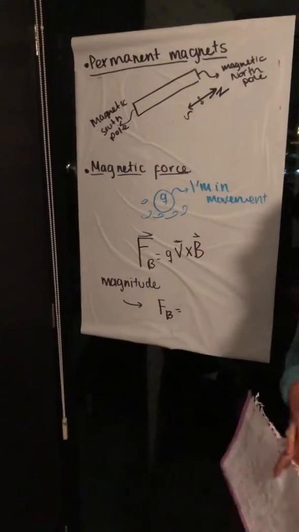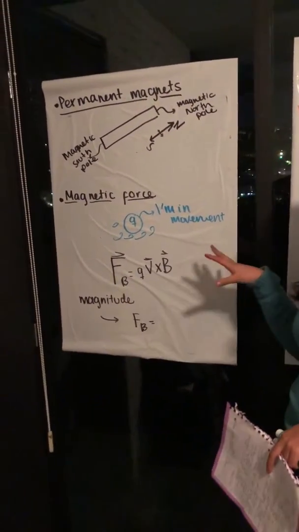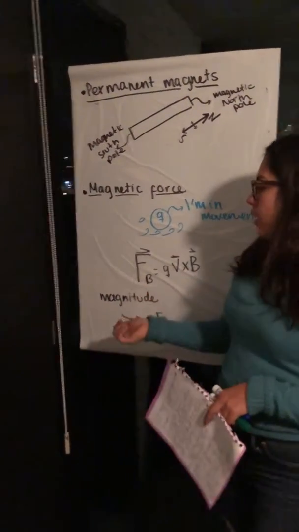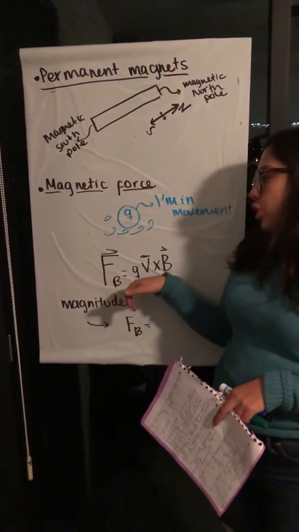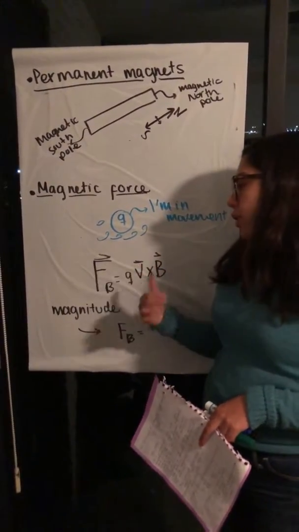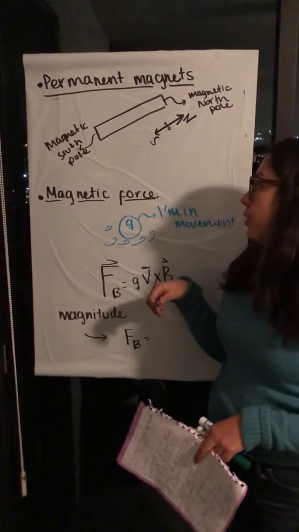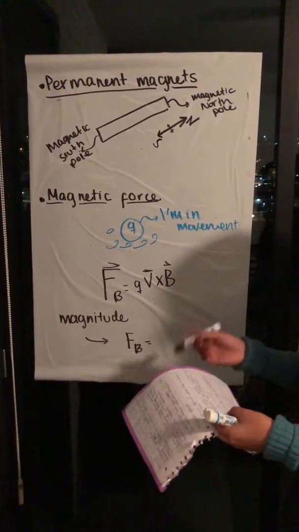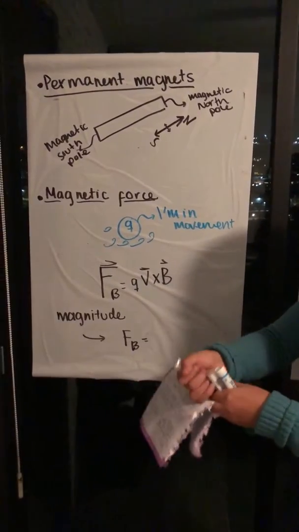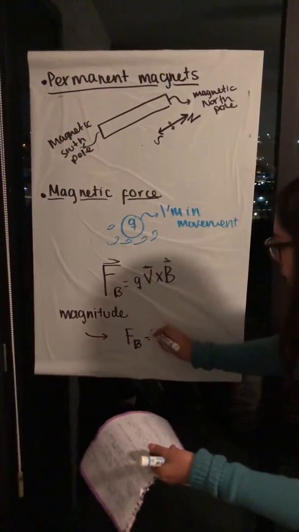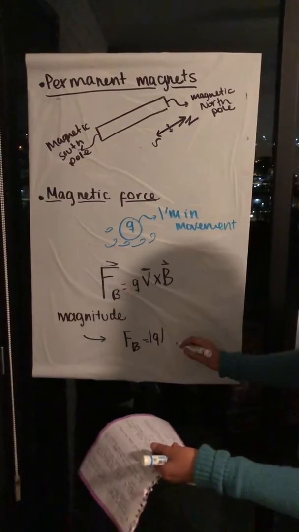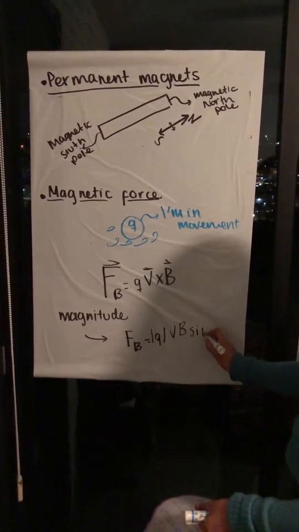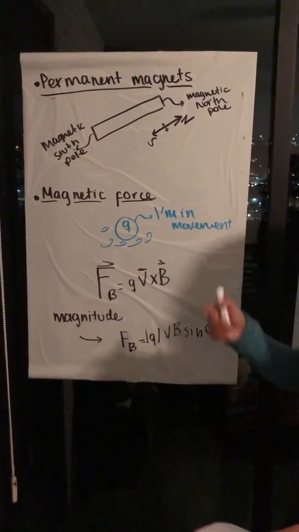So the next important thing to know is magnetic force. Magnetic force is only applied when the particle is in movement, and it is obtained by the formula: the charge times the velocity cross the magnetic field. And if we wanted to know the magnitude of the magnetic force, it would be given by the magnitude of the charge times the velocity times the magnetic field times sine of theta, because that would be the direction of the vector.